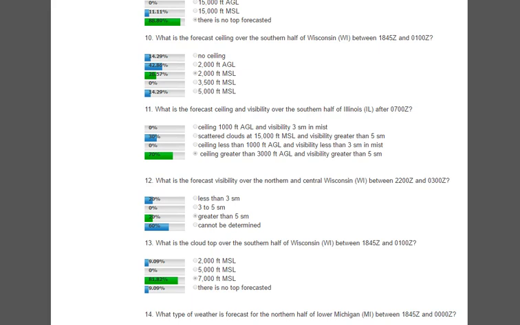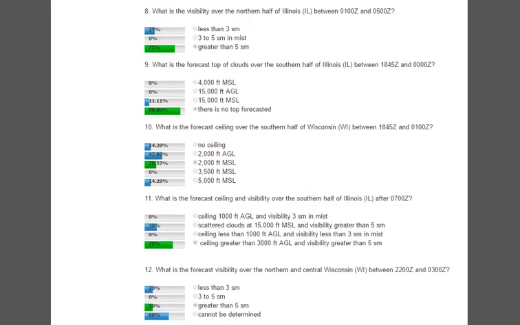over the southern half. Oh, wait a second. Oh, gosh. Yep, you cannot forecast. There's no forecast of the tops of clouds. Most people got that one right.